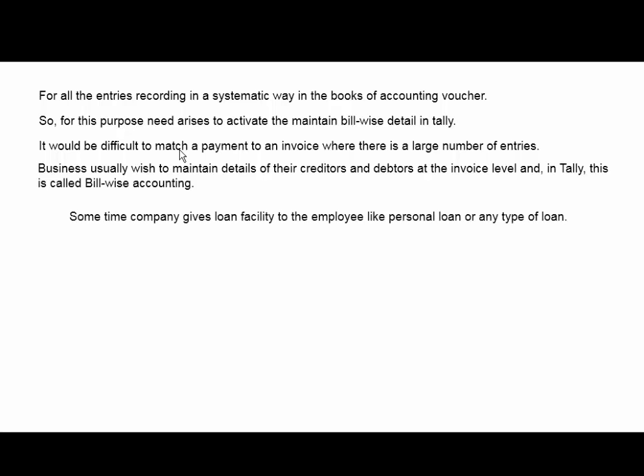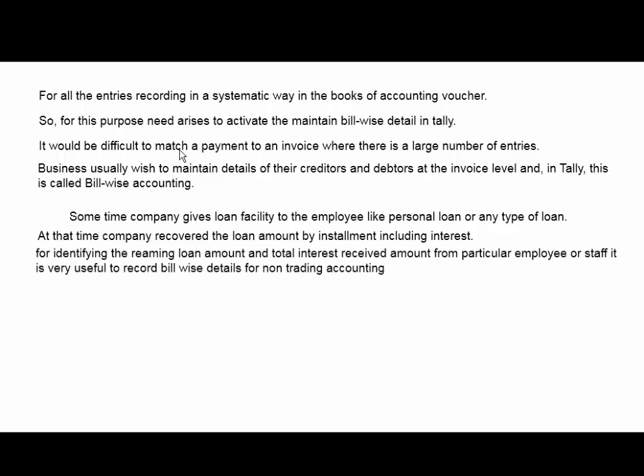accounting. Sometimes the company gives a loan facility to the employee, like a personal loan or any type of loan like car or housing loan. At that time, the company recovers the loan amount by installment including interest. For identifying the remaining loan amount and total interest received from a particular employee or staff, it is very useful to record bill-wise detail for non-trading accounting.